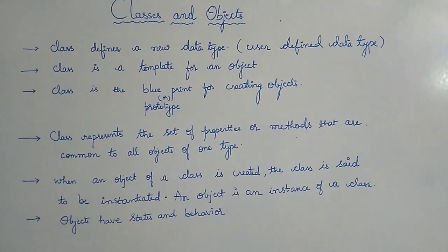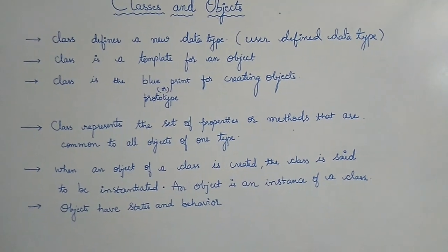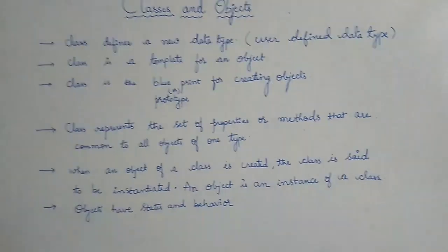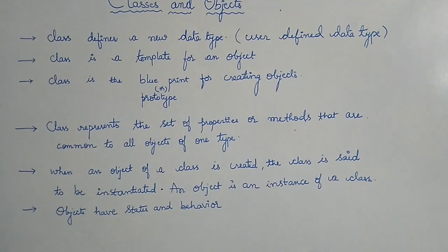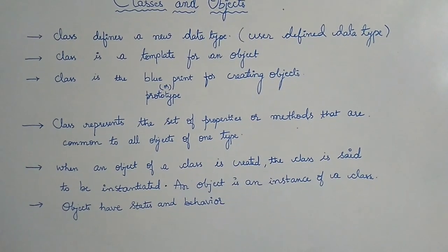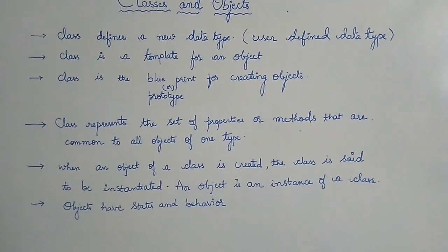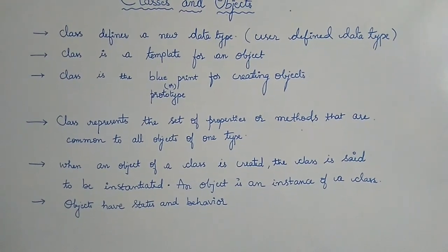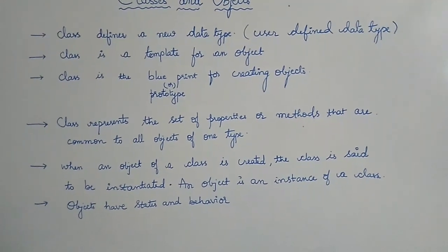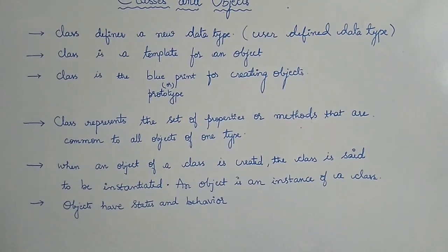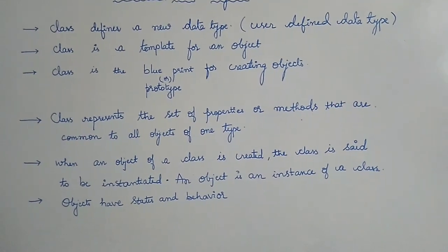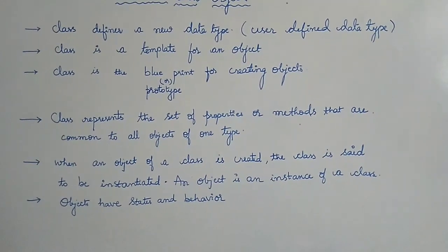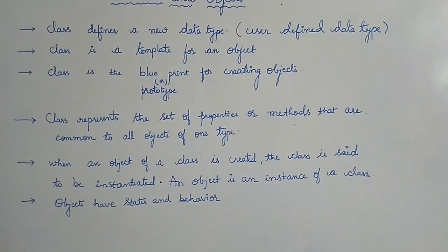There are certain definitions that I have put on this whiteboard. You can just take a look at it. Classes define a new data type. So classes are also called user-defined data types. Class is a template for an object. Class is the blueprint for creating objects. So first you will be creating classes and then later on from the class you will be creating the objects. And class is also called the prototype for creating objects.